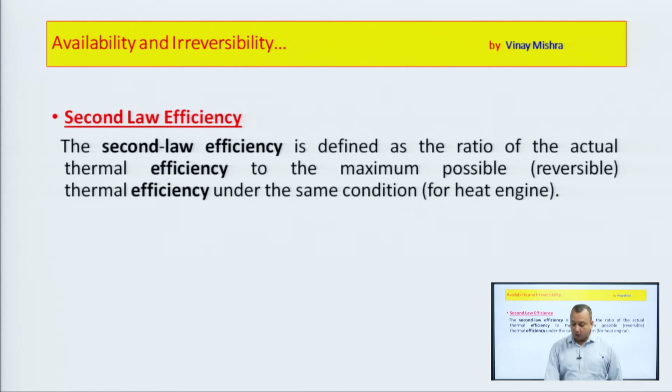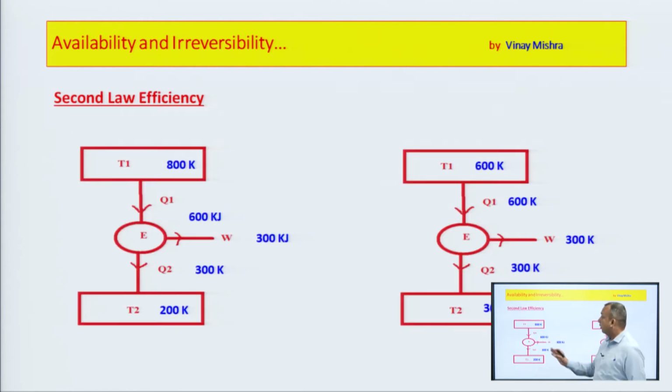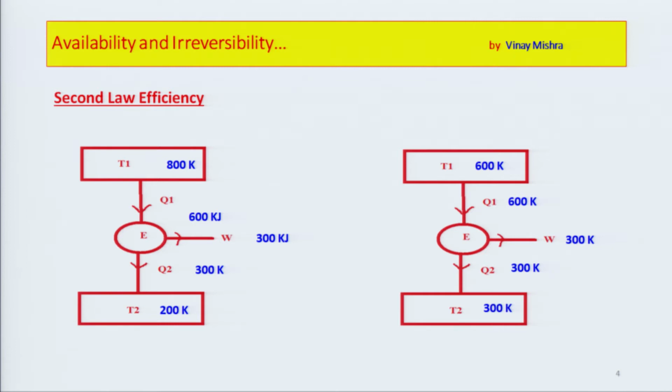I am going to explain this second law efficiency with an example. This is basically your heat engine. T1 is the temperature of the source, the temperature of the reservoir. I am using the word reservoir, and most of the time I will use it for this one, this one, this one. A reservoir is something in which the temperature of the body remains constant even if heat rejection is there.